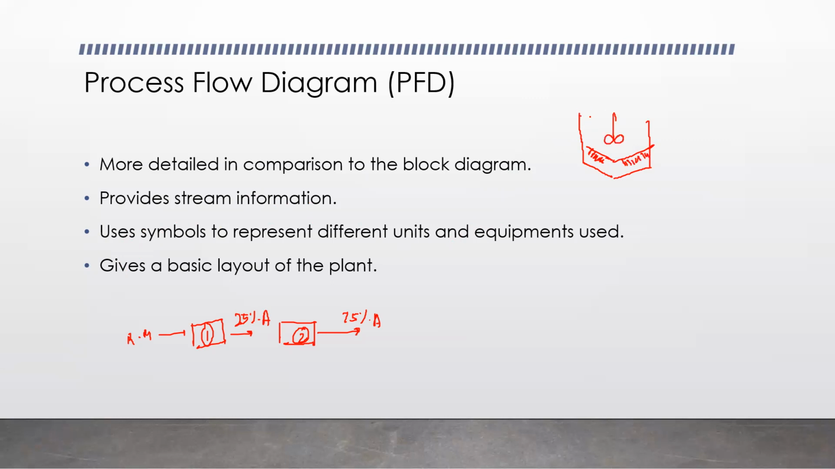This is one way in which a thickener is represented. Similarly, let's say I want to represent a distillation column or a fractionation column. So something like this I'm going to use. And then for a batch distillation column, I'm going to use something like this. So it uses symbols in order to represent the different equipment and units that are used.